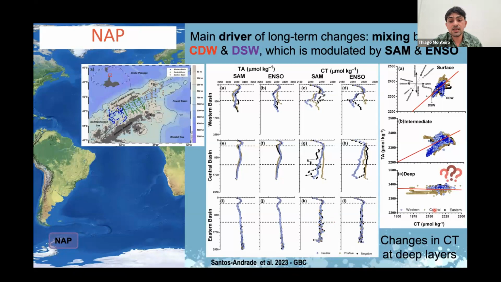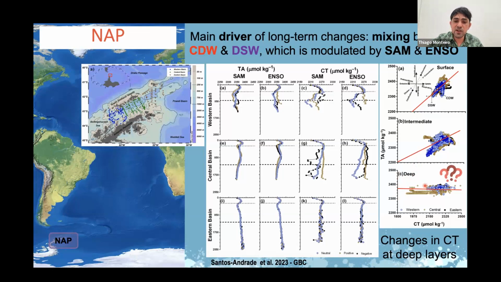And another important aspect that they discovered here was that in the deep layers throughout the northern Antarctic Peninsula, there is a change only in dissolved inorganic carbon, associated with no change in the total alkalinity. But we don't know very well why this is happening, because this is characterizing the exchange of CO2 between the ocean and the atmosphere, and this is obviously not happening here because it's at depth. So this is certainly one of the issues that should be addressed in future studies.